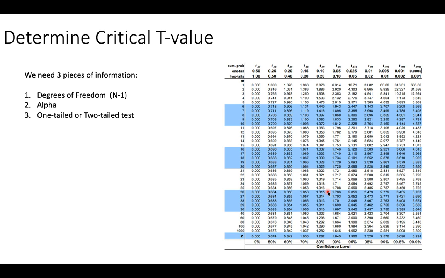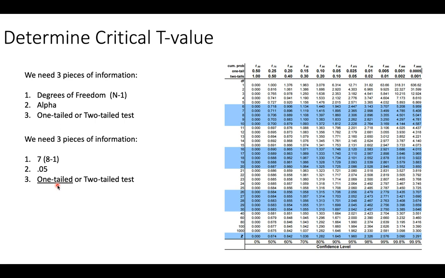For t-tests, our point of comparison changes based upon 3 pieces of information: degrees of freedom, which is number of participants minus 1, alpha, and whether we have a one-tailed or a two-tailed test. We'll go over what that means shortly. So we had 8 individuals, which means our degrees of freedom is 7. We're just going to stick with an alpha of 0.05 to keep it simple. And then we had a one-tailed test.